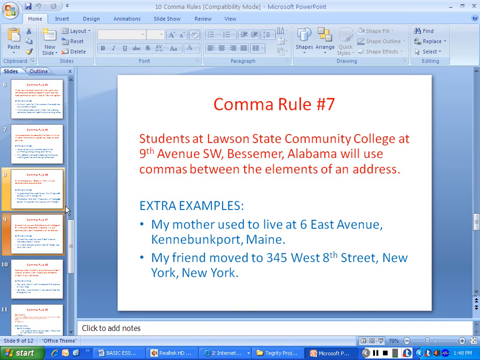Here are some extra examples. My mother used to live at 6 East Avenue, Kennebunkport, Maine. Again, we separate the street from the town from the state. We do the same thing in New York. My friend moved to 345 West 8th Street, New York, New York.